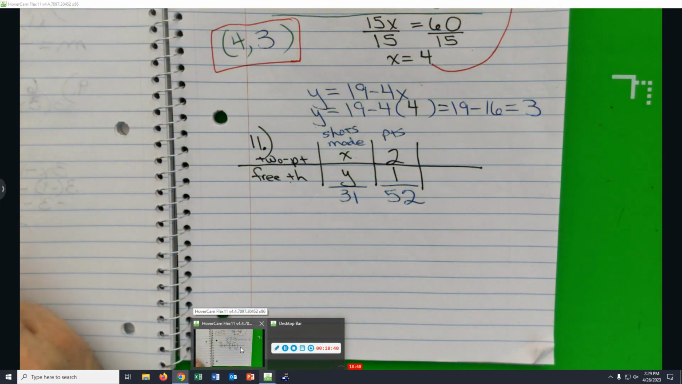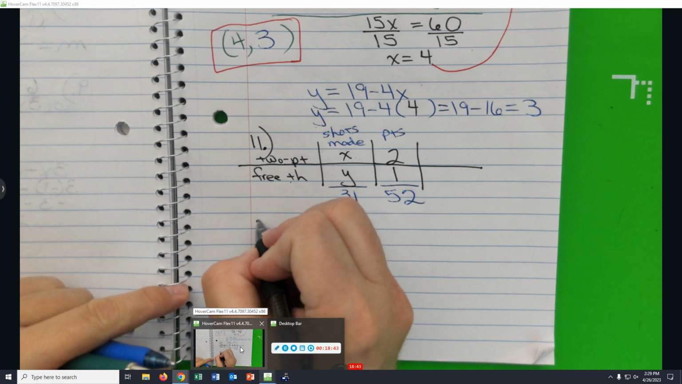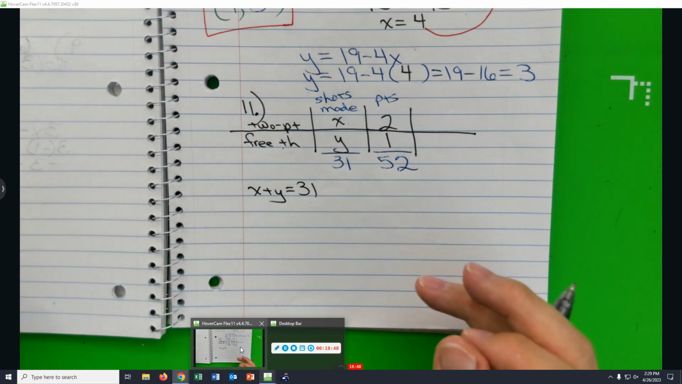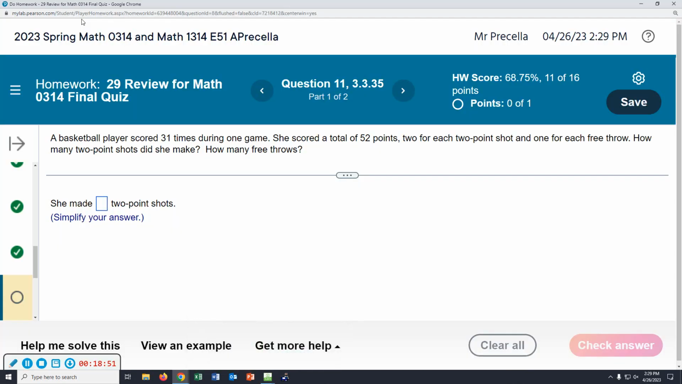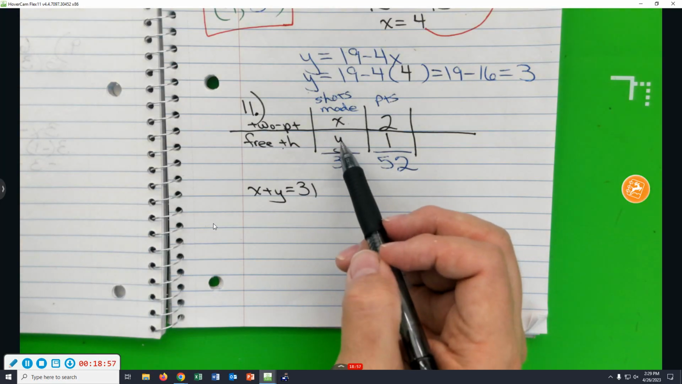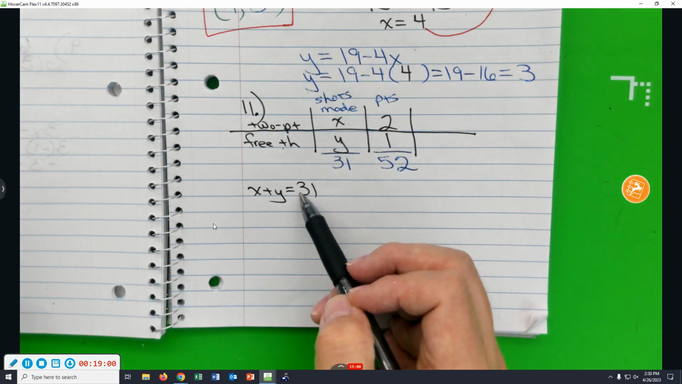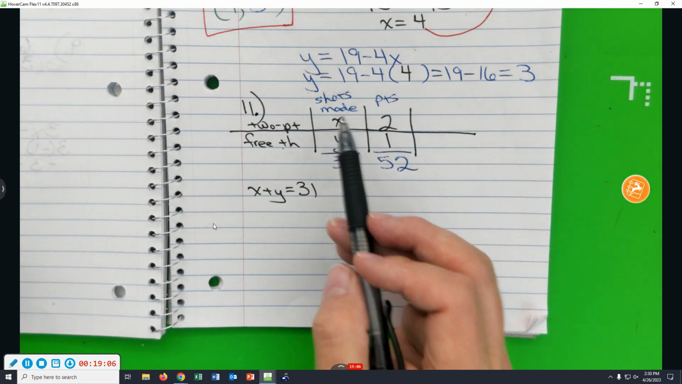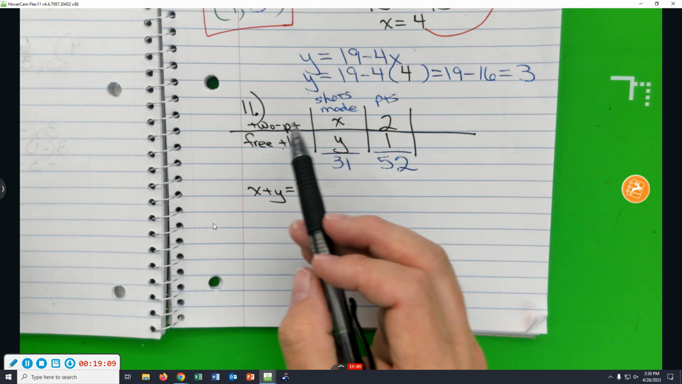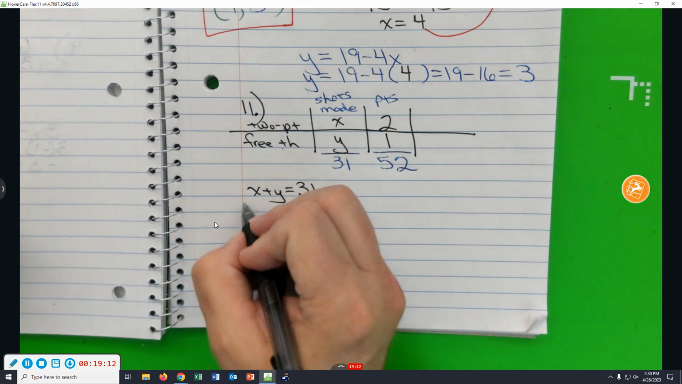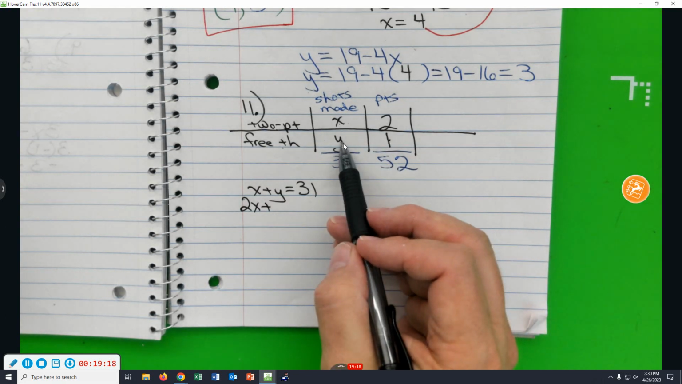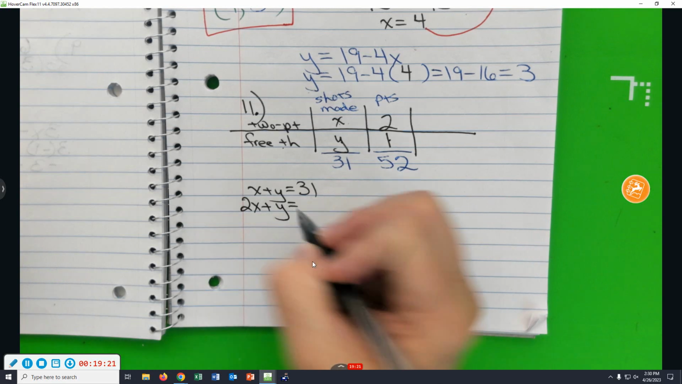And then your equations would be X plus Y equals 31. And then it would be 2X plus Y equals 52. The number of 2-point throws and the number of free throws combined had better be 31. Then you go points per shot times the number of shots. That gives you all the points that she scored with those 2-point shots. So 2 times X plus points per shot times the number of shots, 1 times Y, is just Y, equals 52.